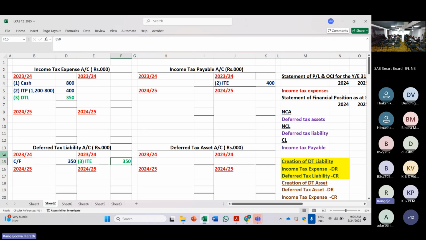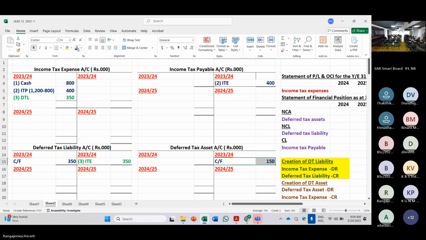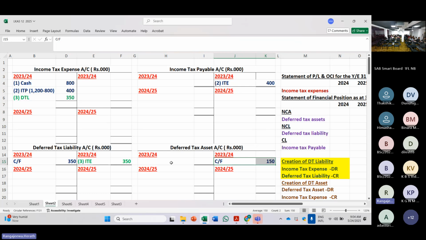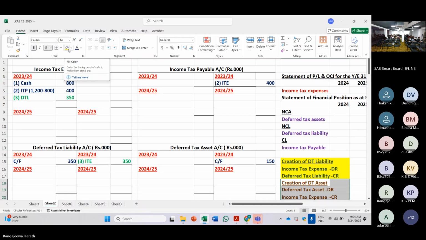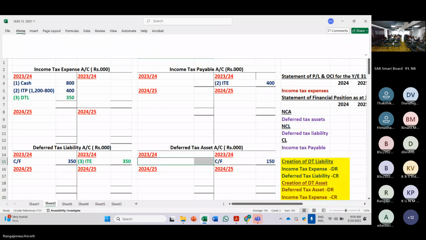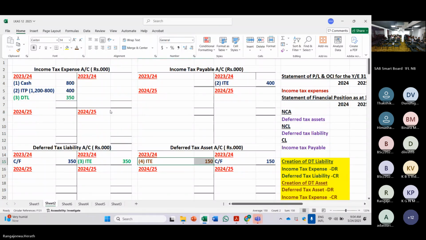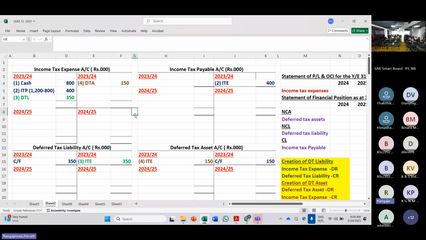Then the deferred tax asset as at 31st March 2024, 150. And a deferred tax asset account එකේ carry forward balance එක 150. ඒ කියන්නේ අලුතෙන් tax asset එකක් create වෙන්න ඕනේ. Zero තියෙන opening balance එක නෑ. අලුතෙන් පටන් ගත්ත business එක. This is the first year. So the creation of deferred tax asset is 150. Deferred tax asset debit, income tax expense credit. 150.